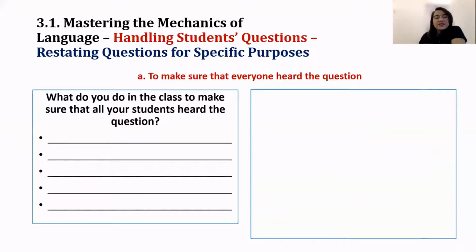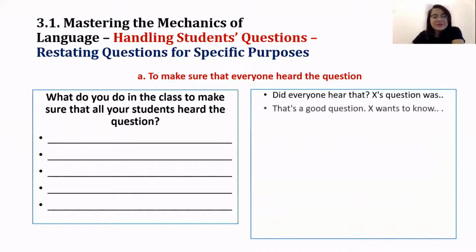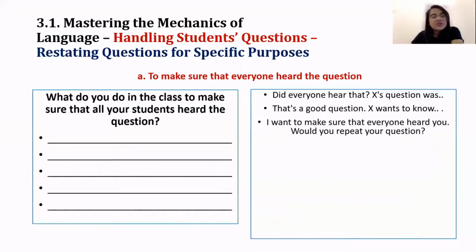Let's see the useful phrases that we can use. Repeat after me. Did everyone hear that X's question was? So we kind of repeat, right? That's a good question. X wants to know. Yes. I want to make sure that everyone heard you. Would you repeat your question? No. The previous 2 are about restating the question, but number 3 is about asking the questioner, the student, to repeat their question.